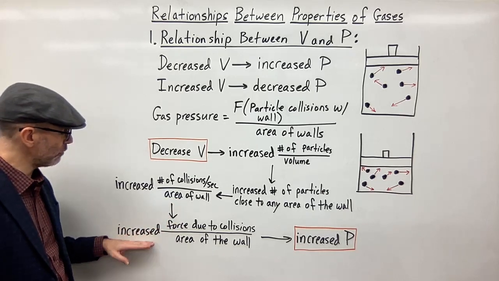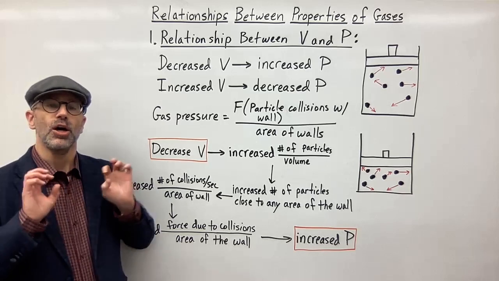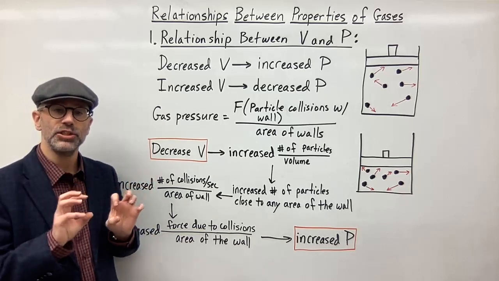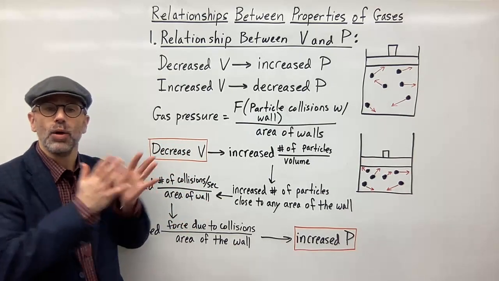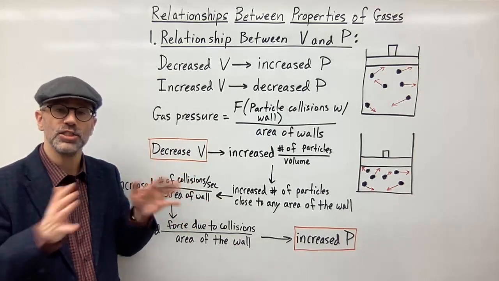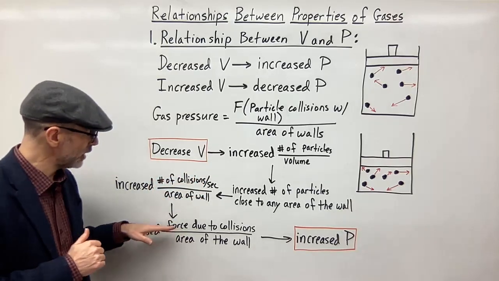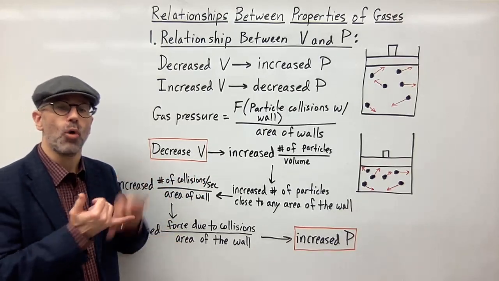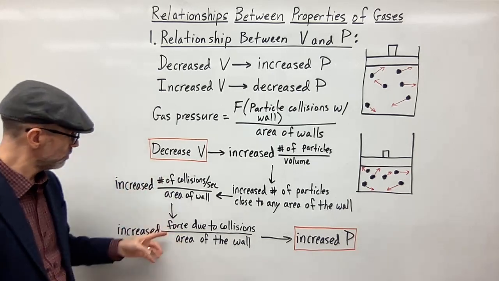And by doing that, we've increased the force due to the collisions, right? So remember, the number of collisions happening during a given amount of time, at any one moment, we have more collisions up against the walls of the container. That's going to increase the amount of force, right? So the more particles hitting up against the container, the more force.